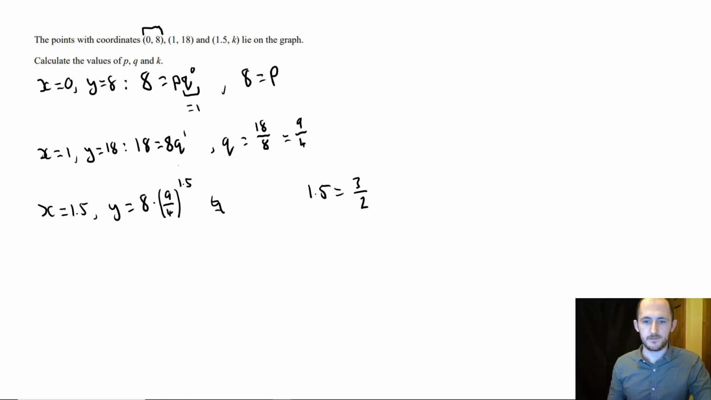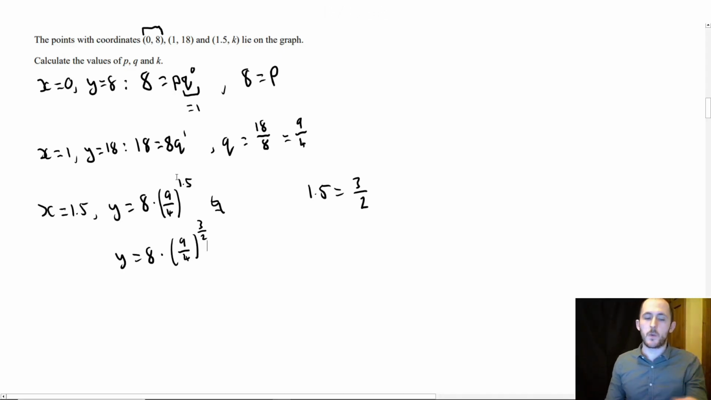Right? Yeah, hardcore. So now we have y is equal to 8 times (9/4) to the power of 3/2. Now when you have square root and cube, but yeah, I see what you mean. Yeah, I got you. So when you have powers like this, you need to cube the values and you need to square root them. And the order is up to you, right?